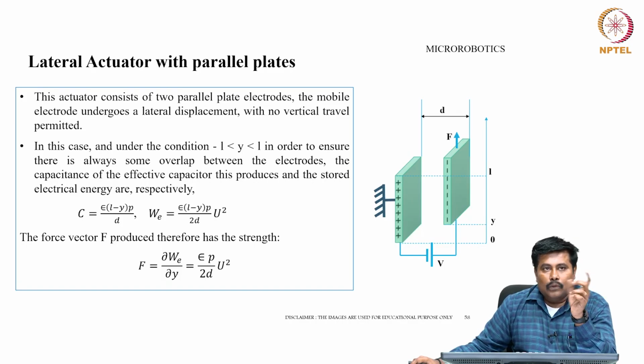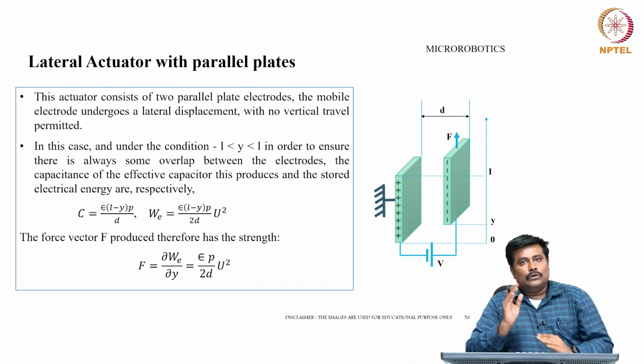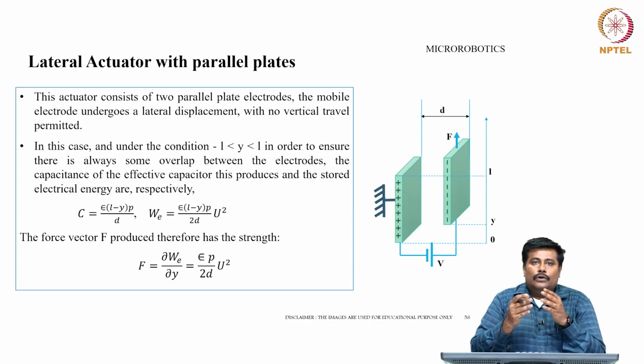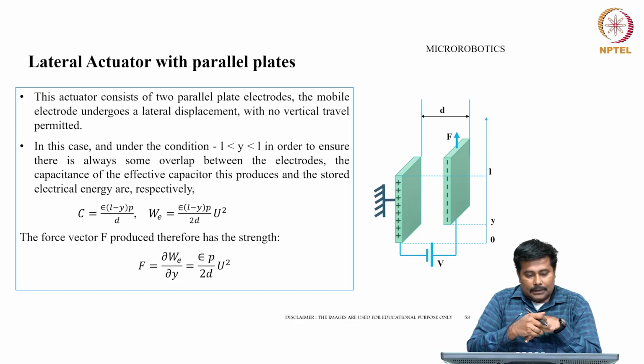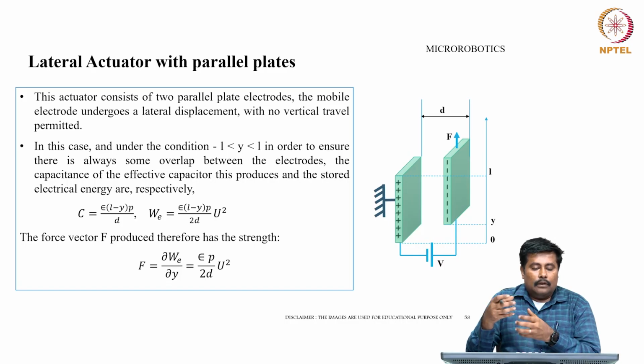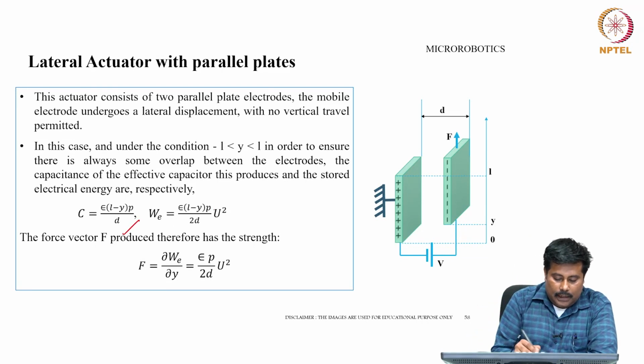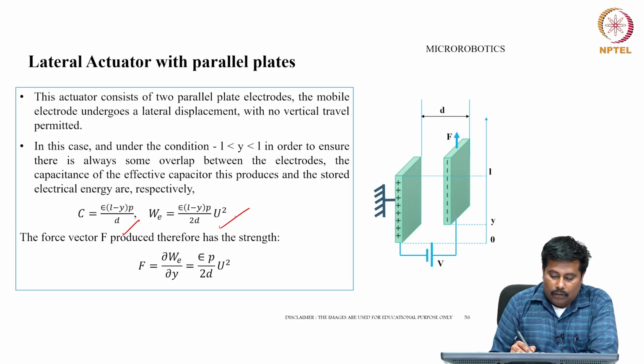Now, let us consider one more configuration, that is a lateral actuator with a parallel plate. So, this actuator consists of two parallel plate electrodes. The mobile electrode undergoes a lateral displacement with no vertical travel permitted. In this case, under the condition -1 < y < 1, in order to ensure there is always some overlap between the electrodes, the capacitance of the effective capacitor and the stored electrical energy are given respectively by these equations.